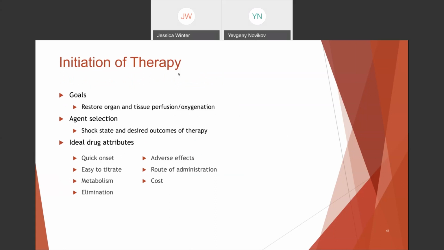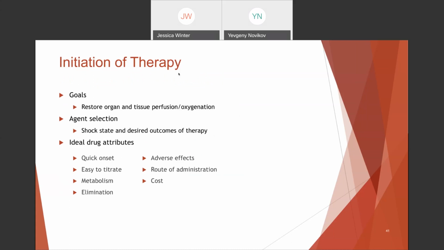So when you're thinking about vasopressors and inotropes in the ICU, the goal of the addition of these would be to restore organ tissue perfusion and oxygenation. So don't forget that you have to treat the underlying cause of the shock state, that the administration of vasopressors and inotropes is just to support hemodynamics until you can fix the underlying cause.